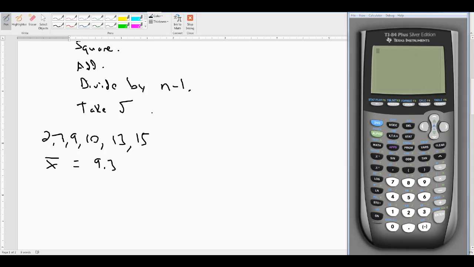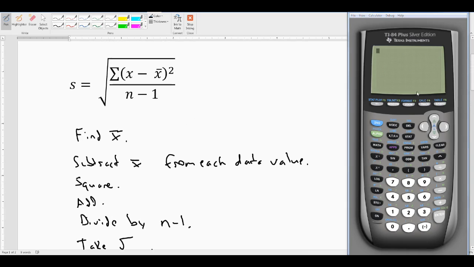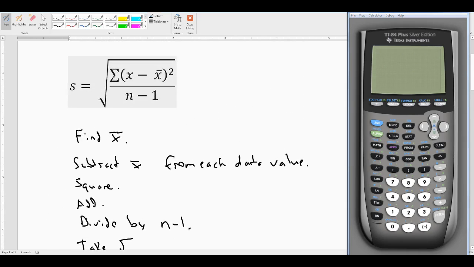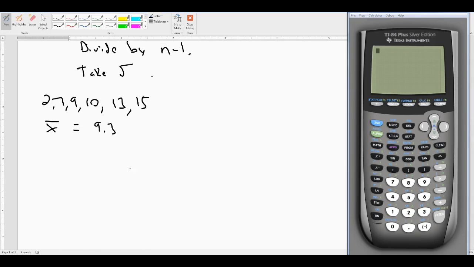Now, the next thing I'm going to do, using the formula, I'm actually going to find all this. This symbol means sum. So I'm going to take each data value minus the mean squared and add up all those. I'm going to do it all at once. Some people prefer to use a table. I'm not one of those people.